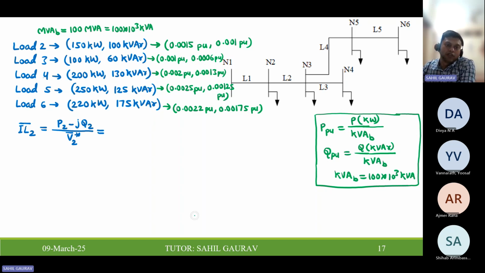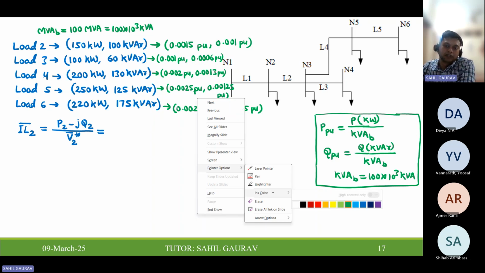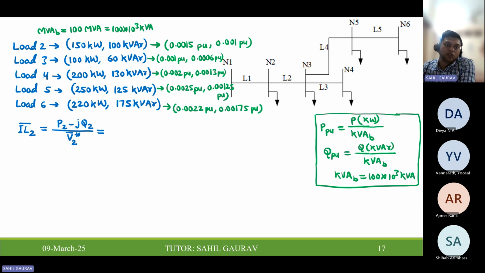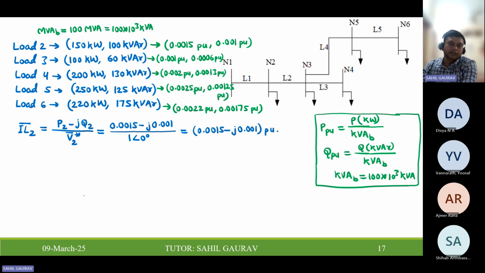So here you have to write the answer in per unit. So P2 minus jQ2, now it is very simple, 0.0015 minus j 0.001 upon V2 conjugate. V2 conjugate is 1 at the angle of 0 degrees. So it is 0.0015 minus j 0.001 per unit.